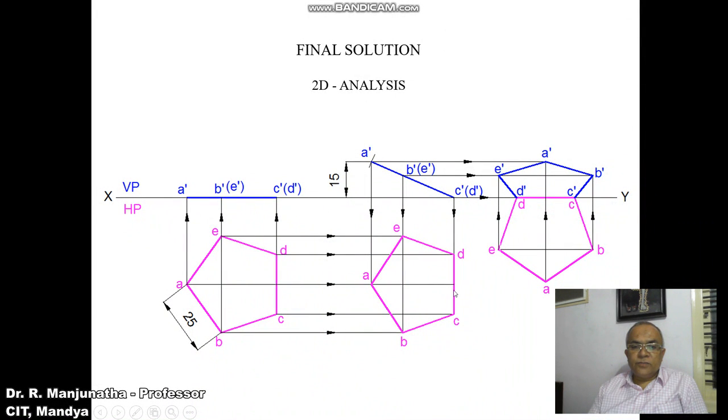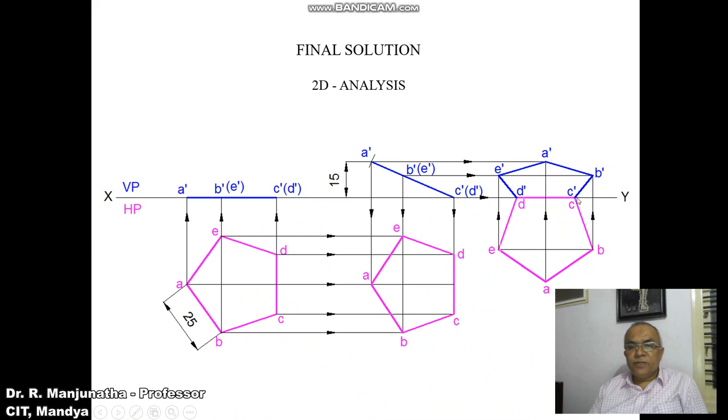Then measure the distance from C to this point, and from C transfer it here and draw a perpendicular line in the top view. Then measure the distance from this point to this point, and transfer it to this line. Similarly, draw a horizontal line with respect to this vertical line, and then measure the distance from this point to B and also from this point to E. Both have equal distances, so transfer it from this point to the left side and mark this point as E, and to the right side and mark this point as B. Then similarly measure the distance from this point to A, transfer it on this vertical line, and you get this point as A.